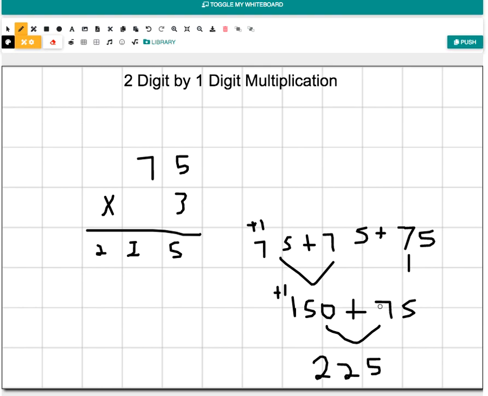Some students like vertically, some prefer horizontally. So again, those are the 3 ways we've learned to do 2-digit by 1-digit. Your student can pick whichever one they want, whichever one they're more comfortable with. They don't have to do all 3 of them.